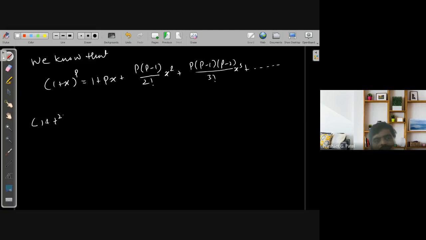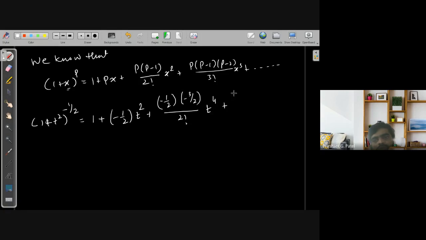So 1 plus t square raised to minus 1 by 2. According to this, t square is equal to x, and instead of p, we have minus 1 by 2. So this is 1 plus minus 1 by 2 into t square plus minus 1 by 2 into minus 1 by 2 minus 1, that is minus 3 by 2, upon 2 factorial, t raised to 4. Then it will have minus 1 by 2, minus 3 by 2, minus 5 by 2 upon 3 factorial into t power 6 and so on. So this is the expression of 1 plus t square raised to minus 1 by 2.